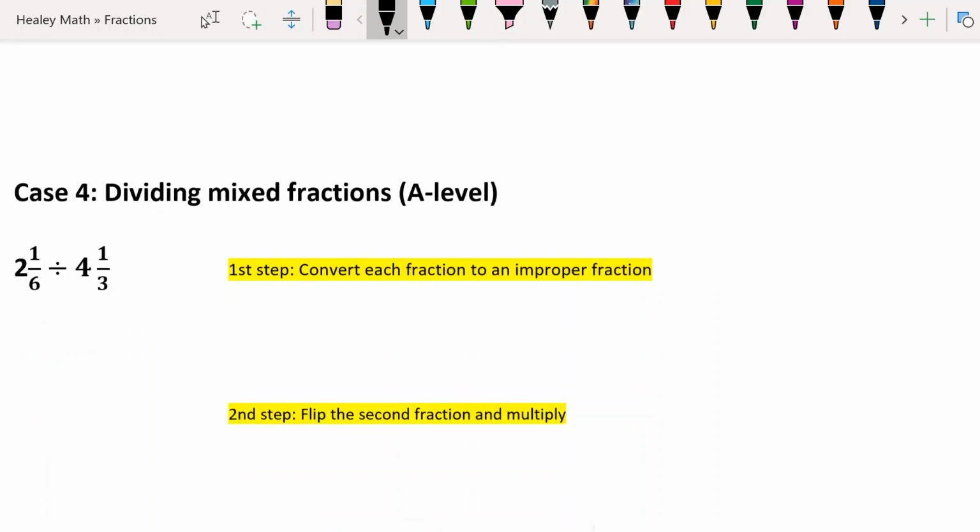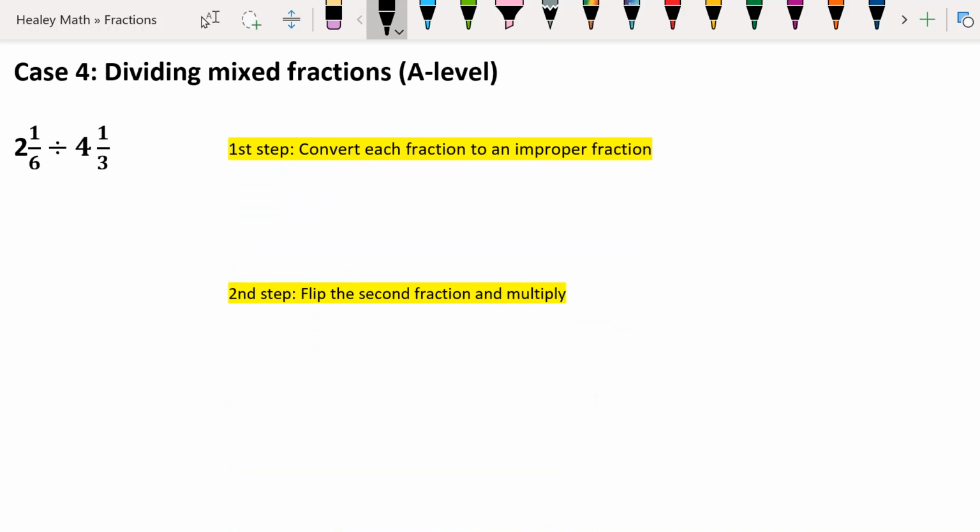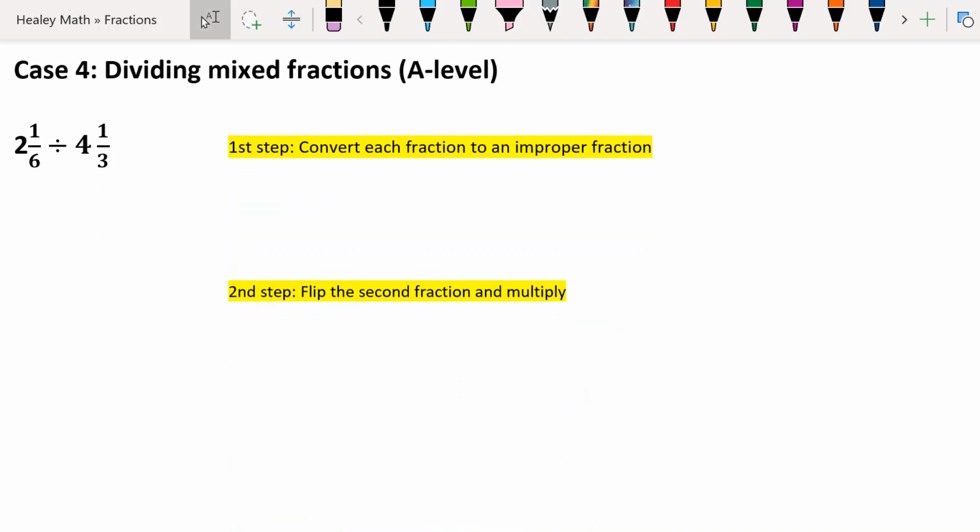Next, we'll look at case number 4. And case 4 is when we are going to divide mixed fractions. In the Swedish curriculum, this is an A-level goal. That's why I wrote A-level. Let's look at our first step. The first step says we need to convert each fraction to improper form.